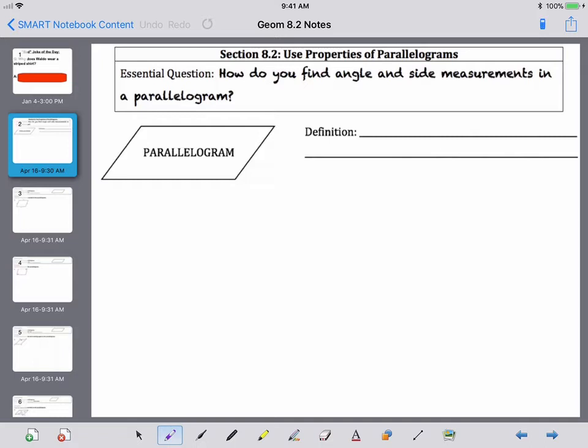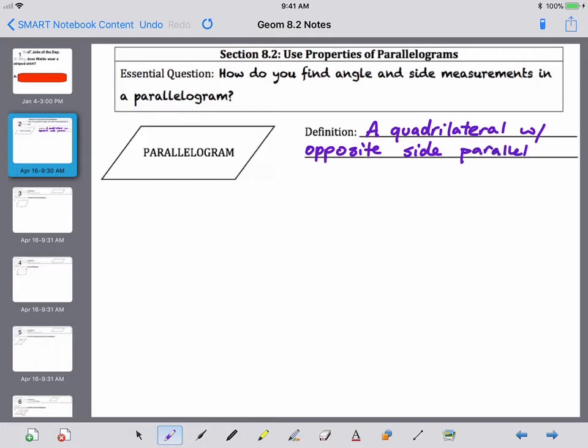Today we're going to talk about parallelograms and learn about some relationships between the sides and the angles in a parallelogram. Before we get into that, we should figure out a definition of a parallelogram. A parallelogram is defined as a quadrilateral, and remember, quadrilateral means it has four sides, with opposite sides parallel, hence the name parallelogram.